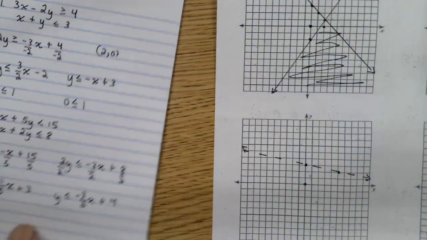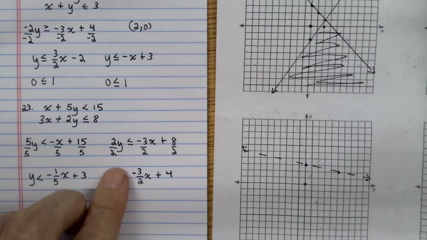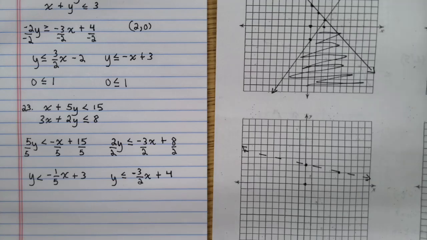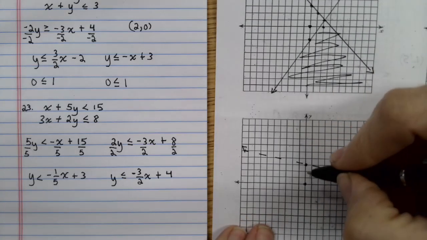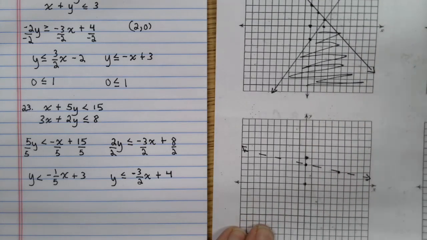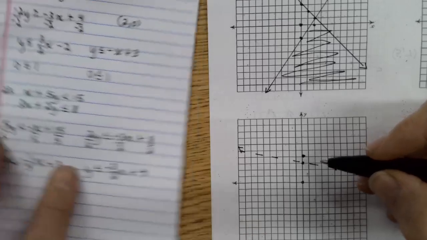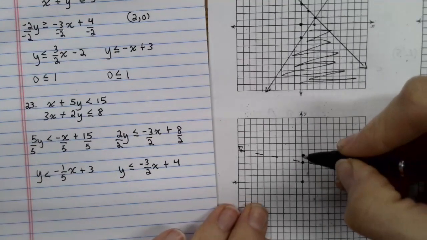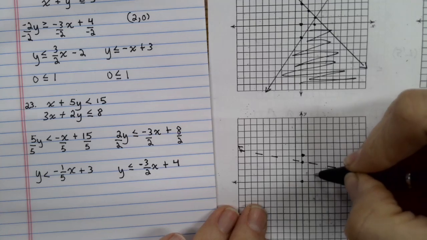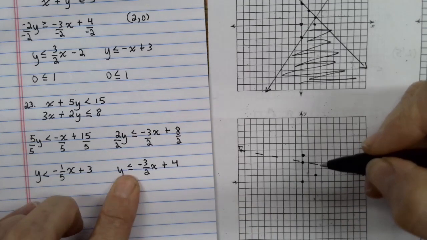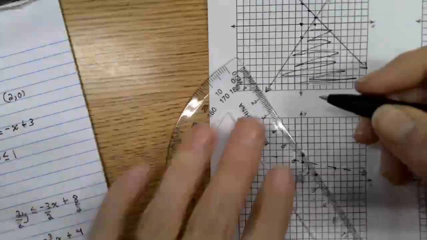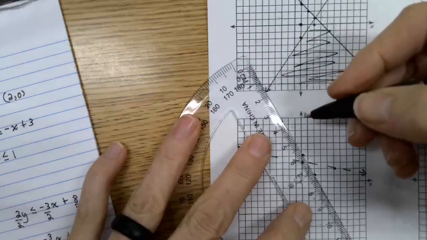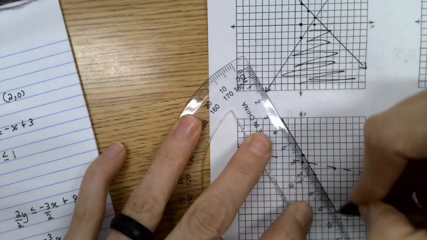There's that line. Now we've got this next one, negative 3 over 2x plus 4. So we're going all the way up to 4 now. But now we've got a slope of negative 3 over 2, so we're going to go down 3, 1, 2, 3 over 2. This one will be a solid line because it's less than or equal to, so we're going to have a solid line there.